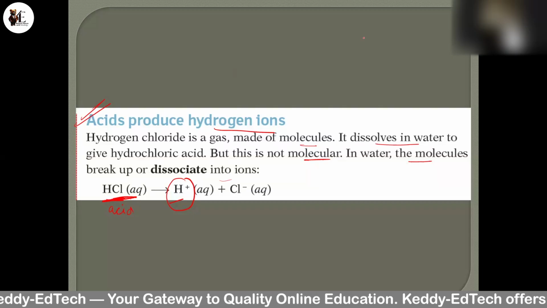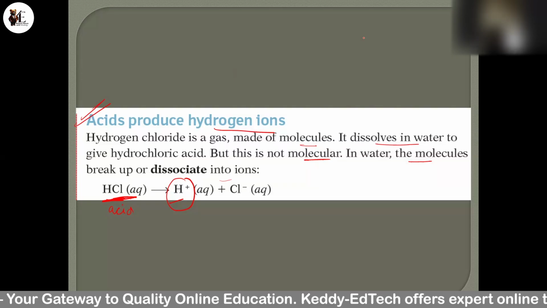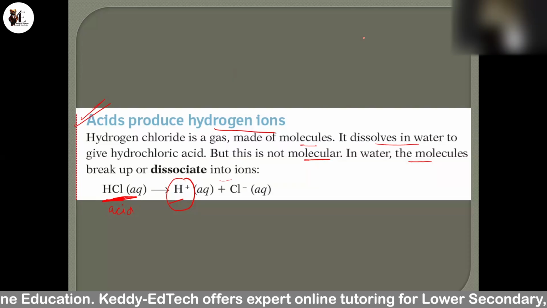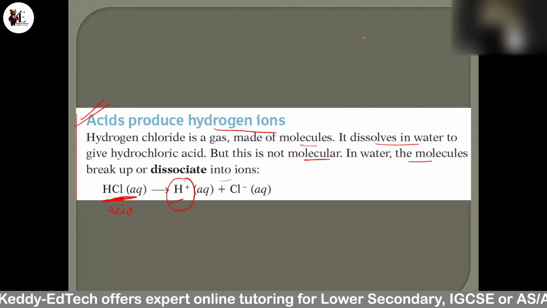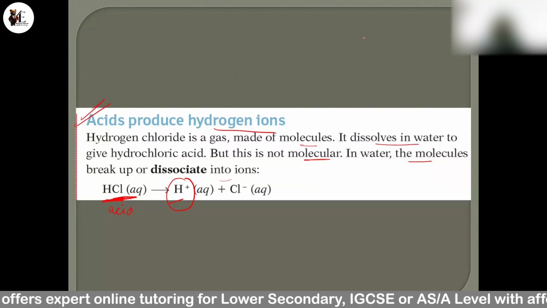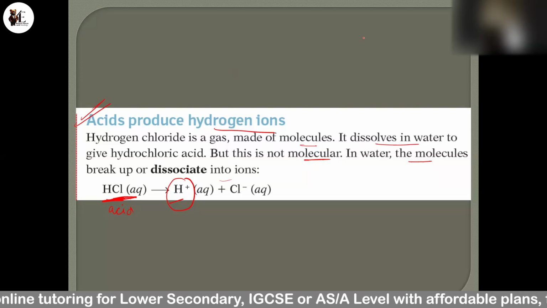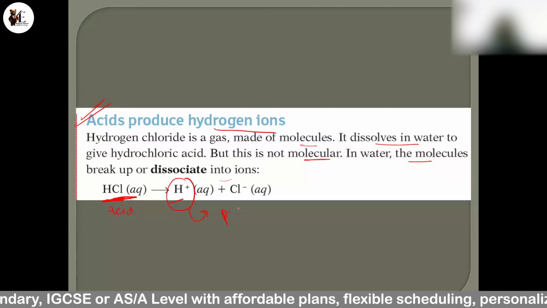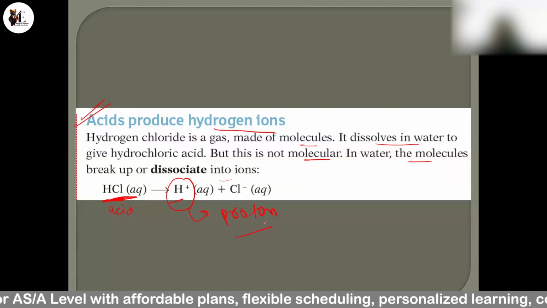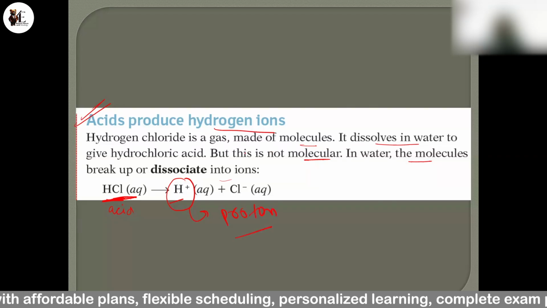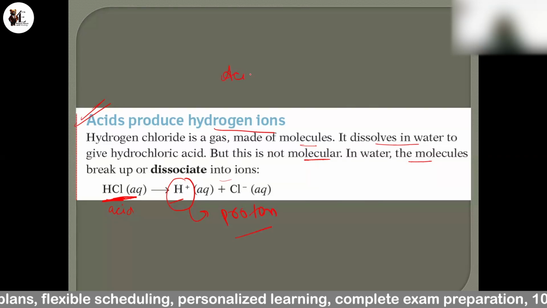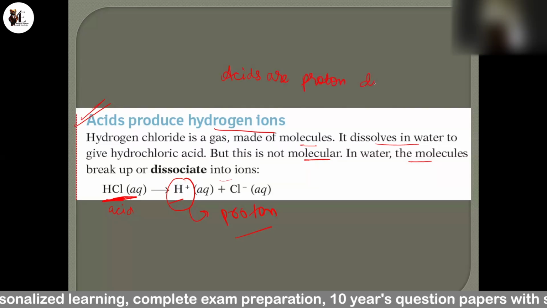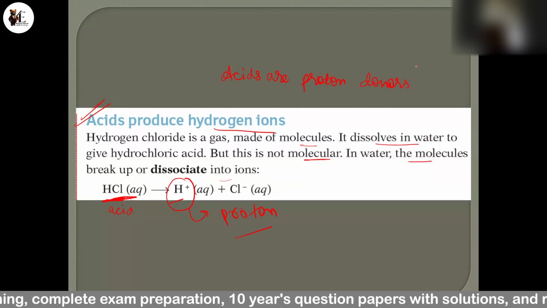Ma'am, since you said acids give hydrogen, is it hydrogen donors? Hydrogen givers? I'm not sure which one it is. Hydrogen is also known as what? Proton, right? One proton, one hydrogen. A proton is also one, right? So you can say that acids are proton donors. So does that mean when it's a base, it takes the hydrogen?